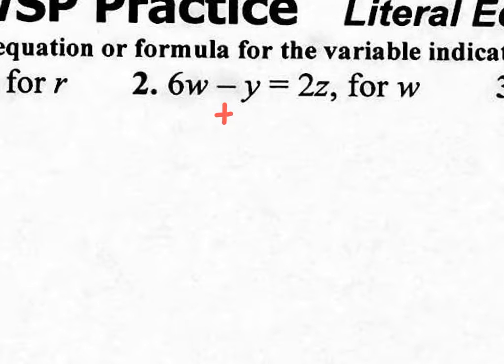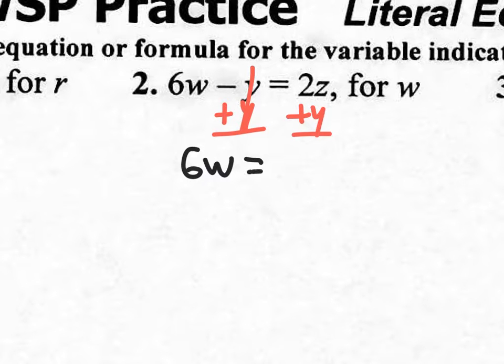Let's get rid of the minus y by doing the opposite, plus y. And what you do to one side, you do to the other side. So what's left over on the left side, the 6w, bring down the equal sign. Now let me ask you this, guys. Could you actually add 2z plus y? No, you can't. They're not like terms. Now if it were a 2y plus y, yeah, that would be 3y. But it's 2z plus y. You can't do that. So let's just rewrite it.